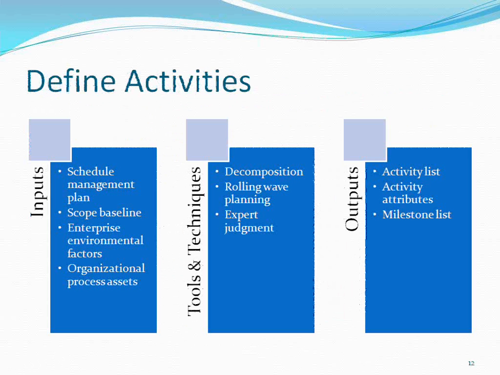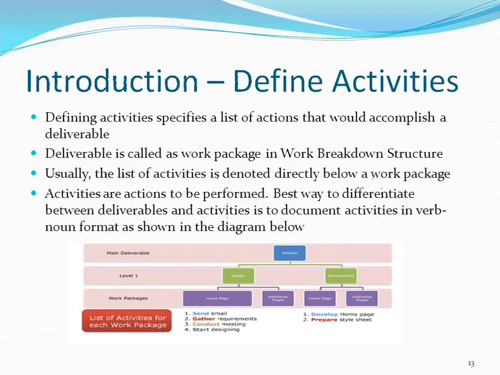So out of the 7 processes, we have done the schedule management plan, and now we are working on define activities. Define activities is basically the list of actions that would accomplish a deliverable. What actions are you going to do? If you want to produce a work package called foundation of the house, or a work package called a website, what actions are you going to do? That particular work package you will further divide into smaller activities.